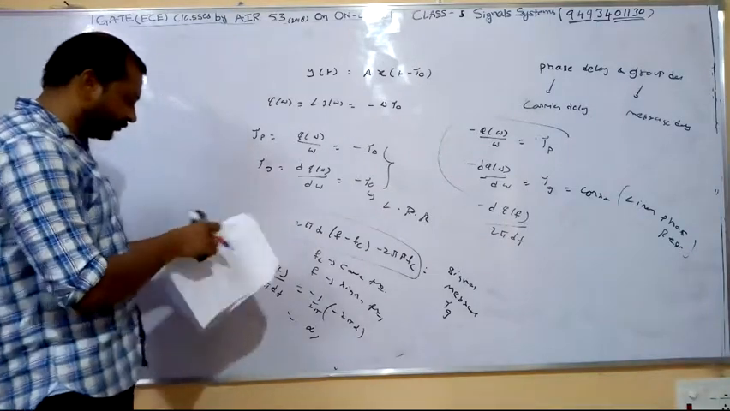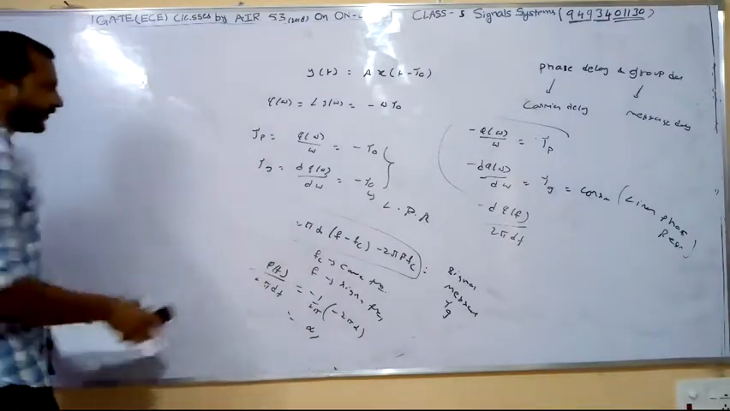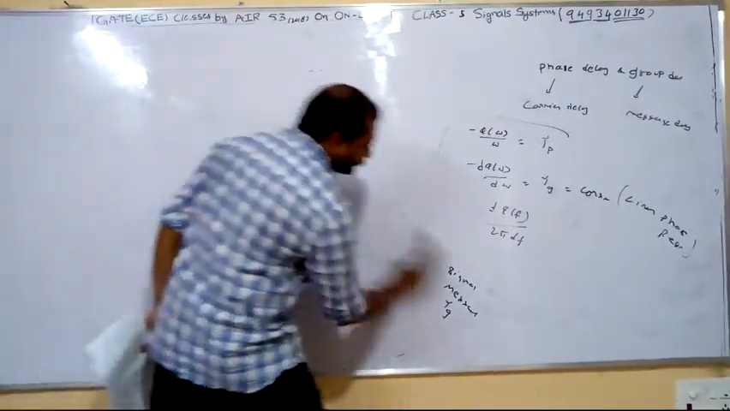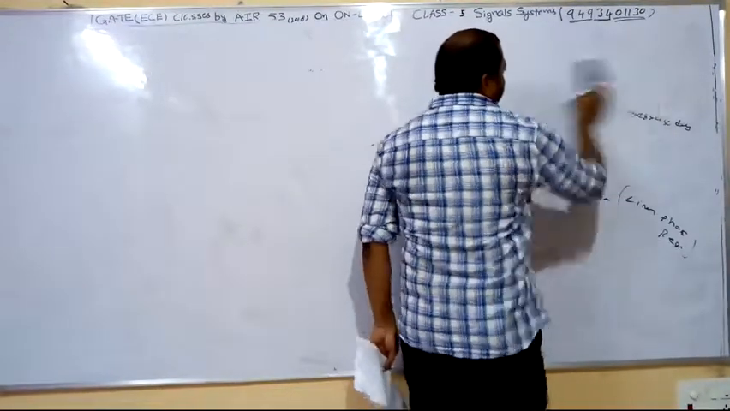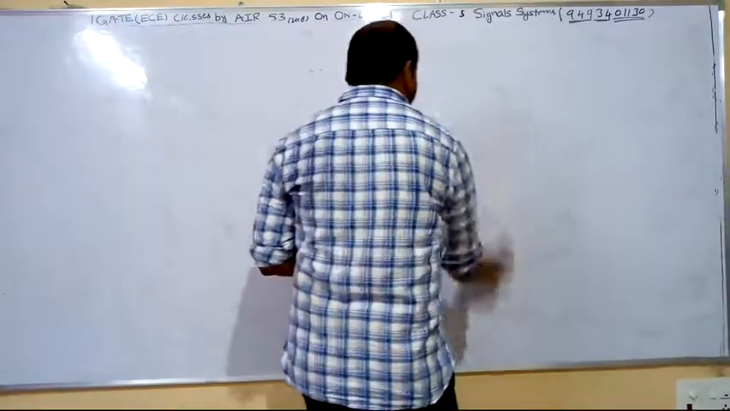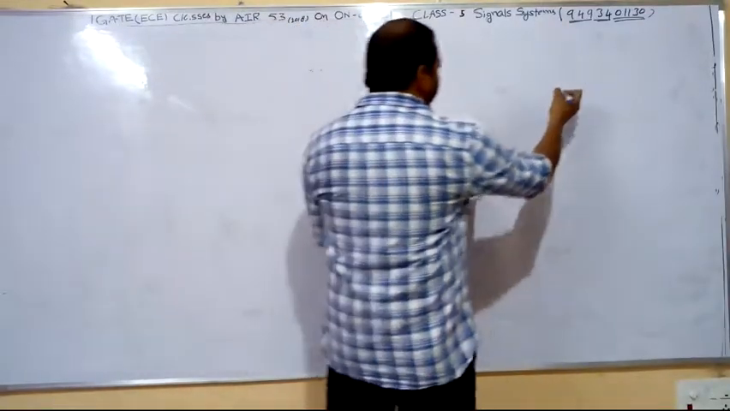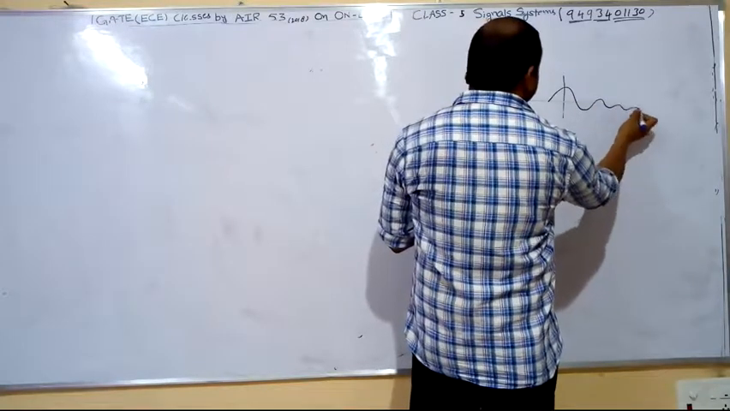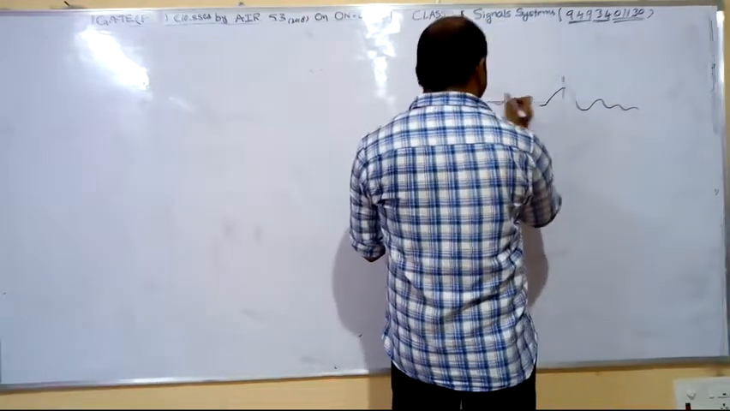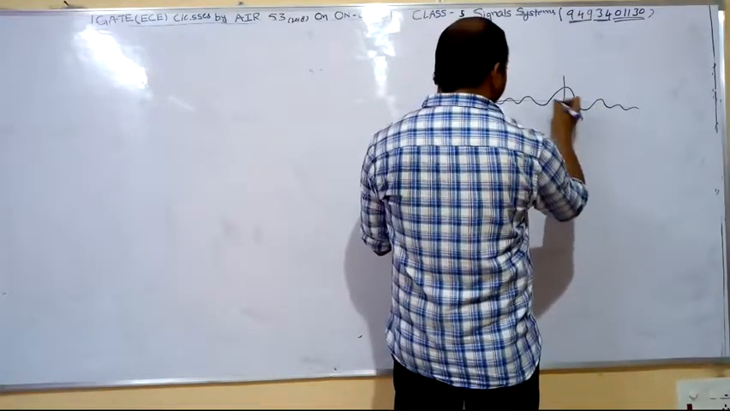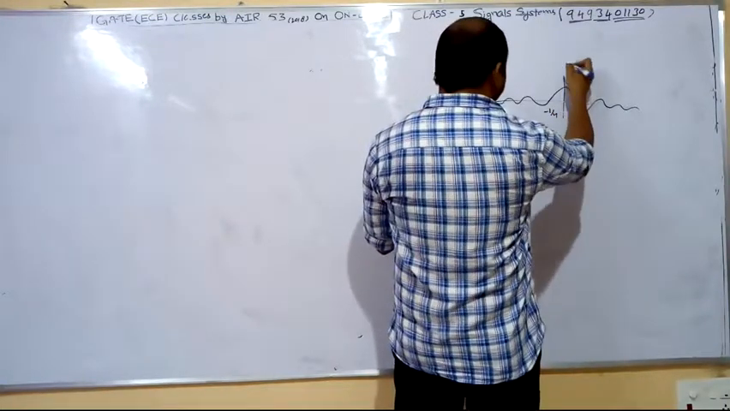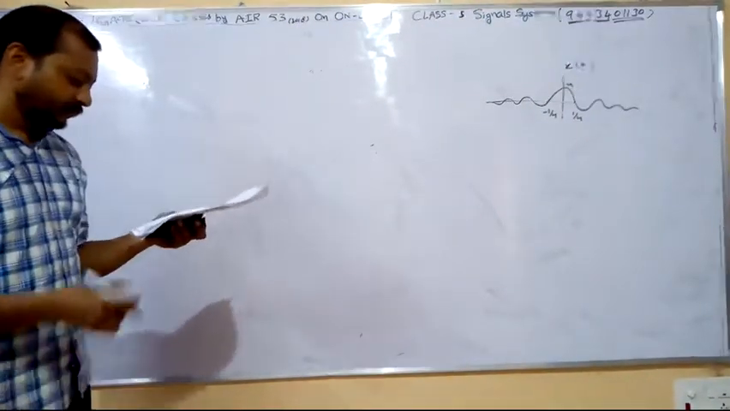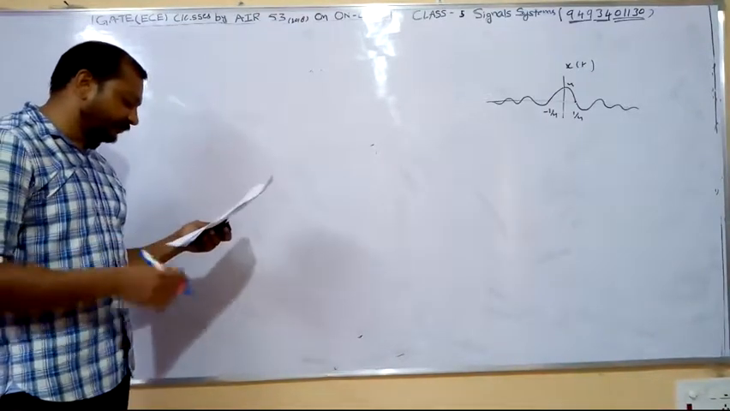Now one more question, consider. The signal x of t is given, and the shape is like this. The corresponding value is equal to 1 by 4 here, and minus 1 by 4 here, and the amplitude is equal to 4. This is the signal they have given. They are asking what is the energy of the signal.